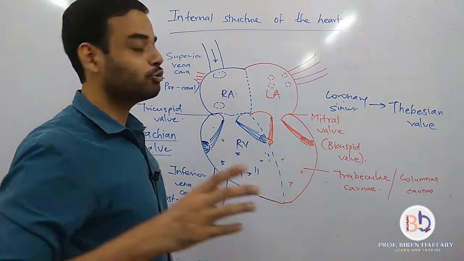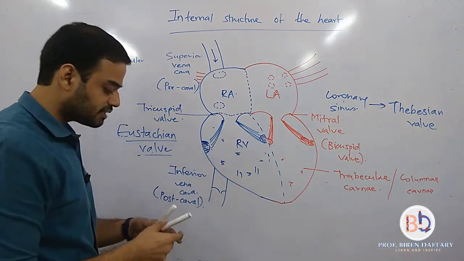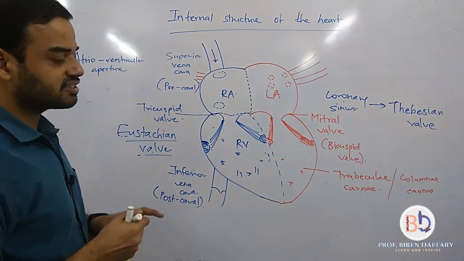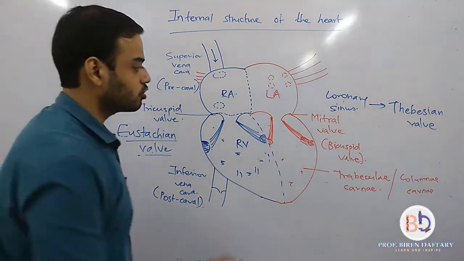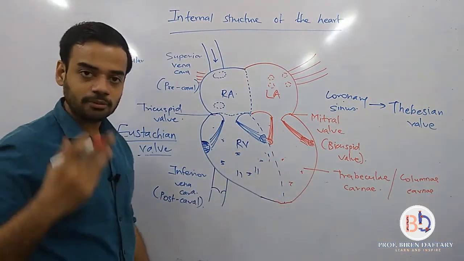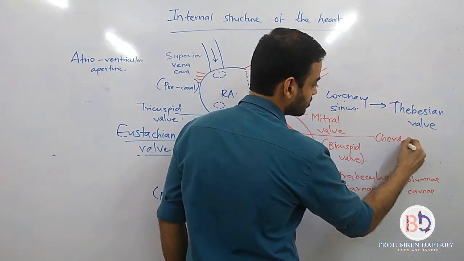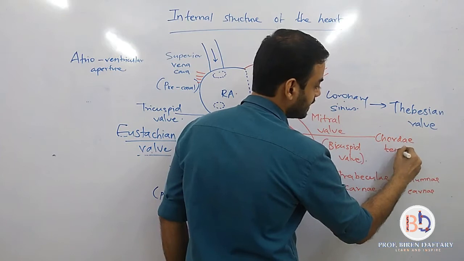Now we have to know the name of these fibers. These elastic fibers are called chordae tendineae. So I am going to label it on this side. Whatever these structures are, they are present in both the ventricles. So this structure is called chordae tendineae.